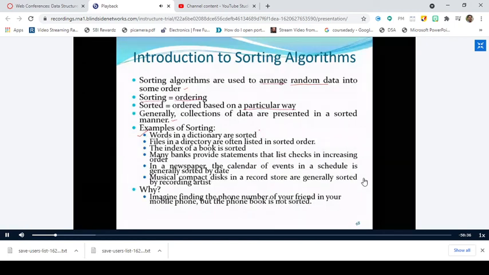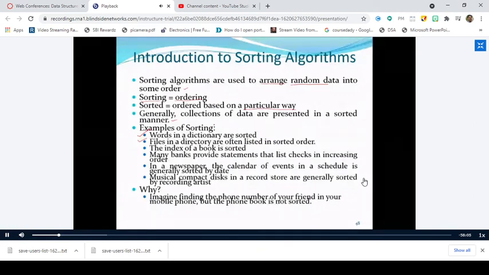Similarly, you take files in a directory. In a computer system, you have some C drive, D drive, E drive, and a lot of folders inside these drives. If you open a folder, the files that are present inside the folder are also arranged in sorted, alphabetical manner, and it depends, right? Like that, the files in a directory are also listed in a sorted manner.